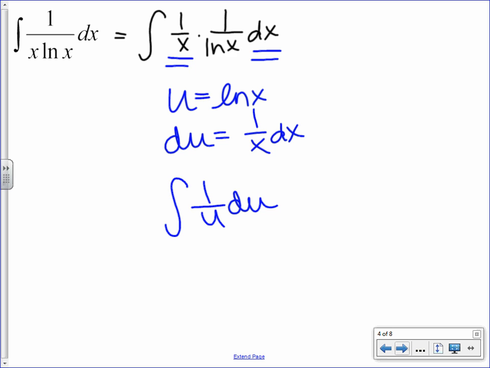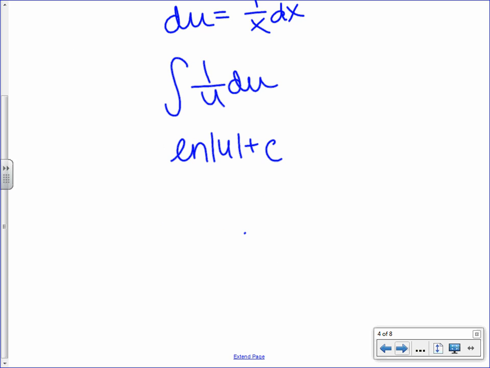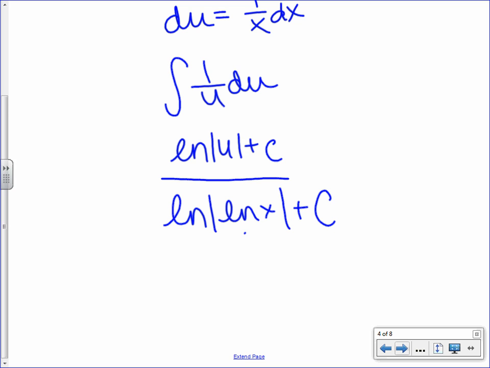Right? So we get 1 over u du, so we get the natural log of the absolute value of u plus c, which is? Natural log. I told you it's natural log. I was right.